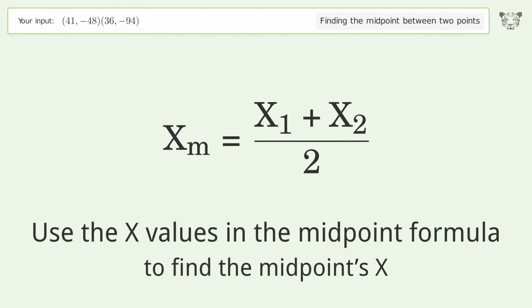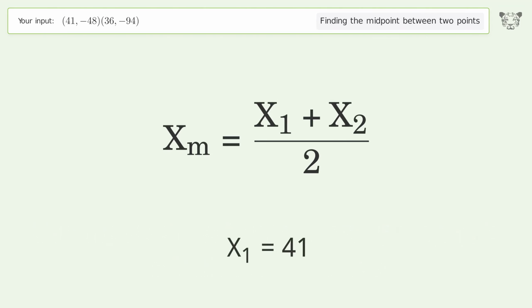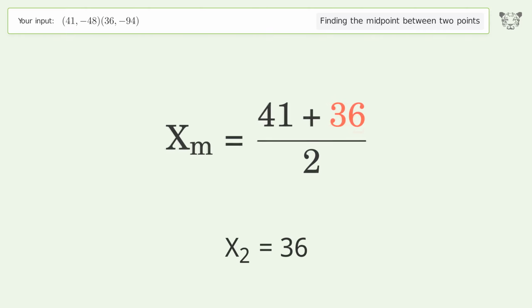Use the x values in the midpoint formula to find the midpoint's x. x1 equals 41. x2 equals 36. Simplify the arithmetic.